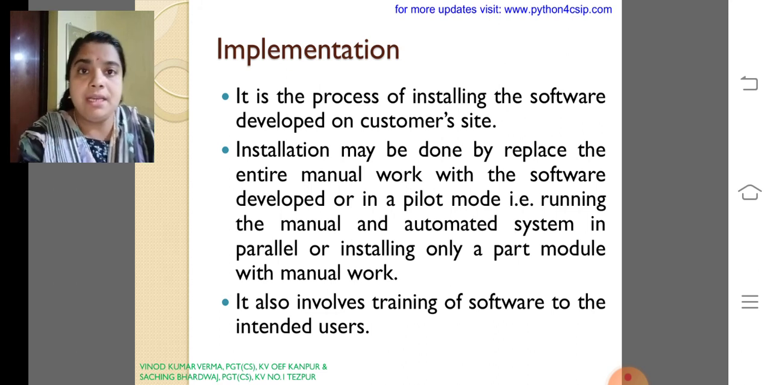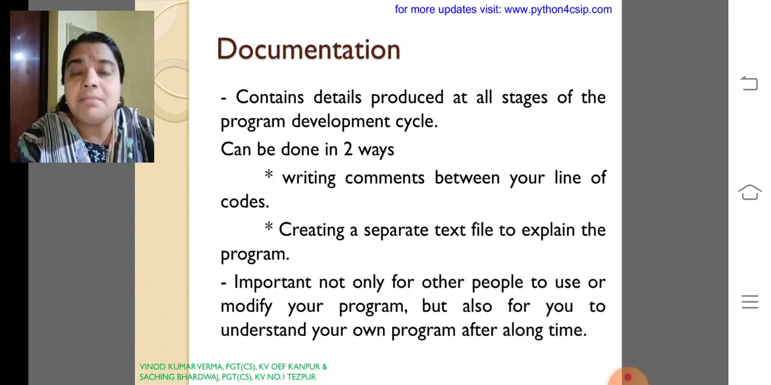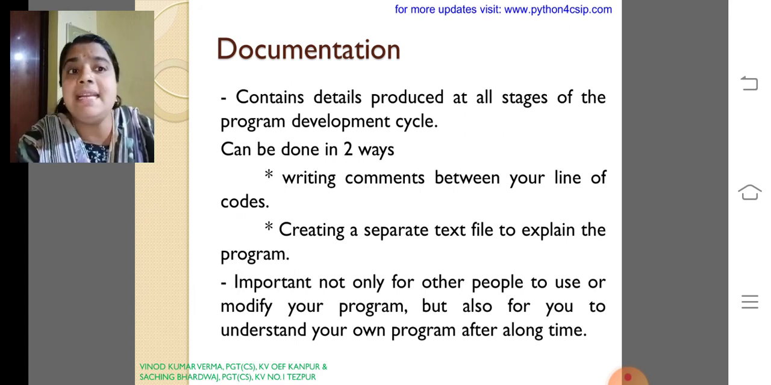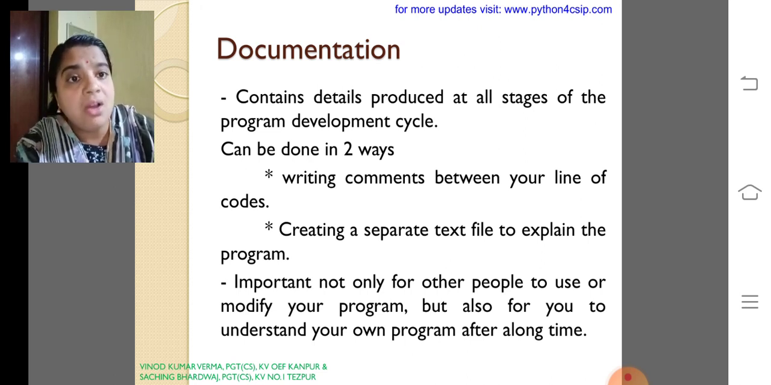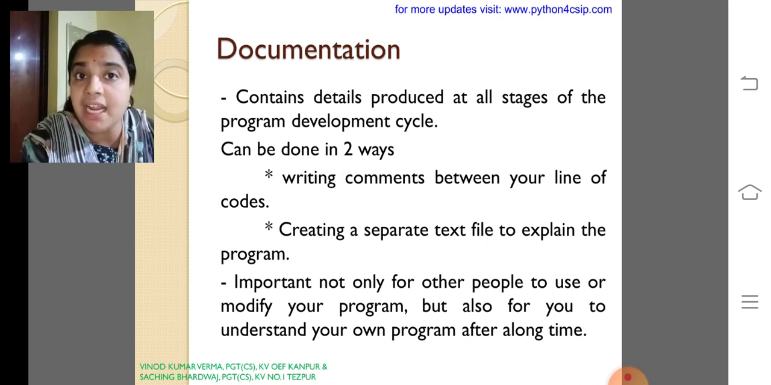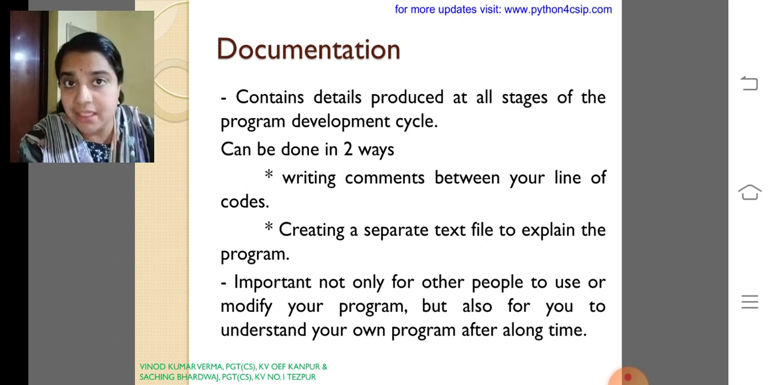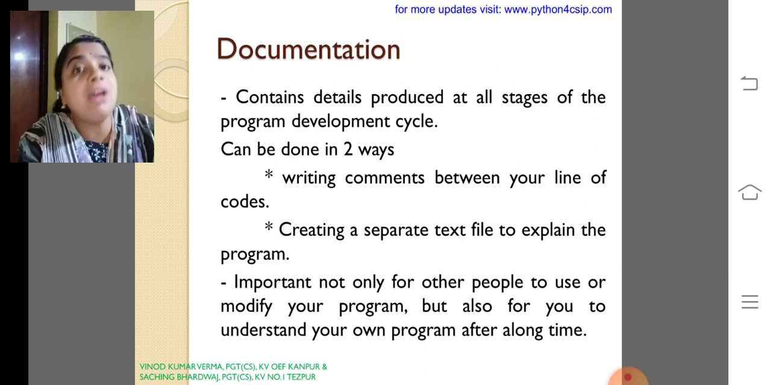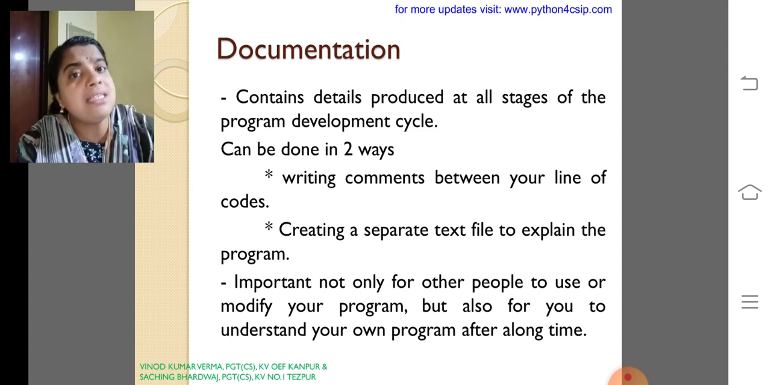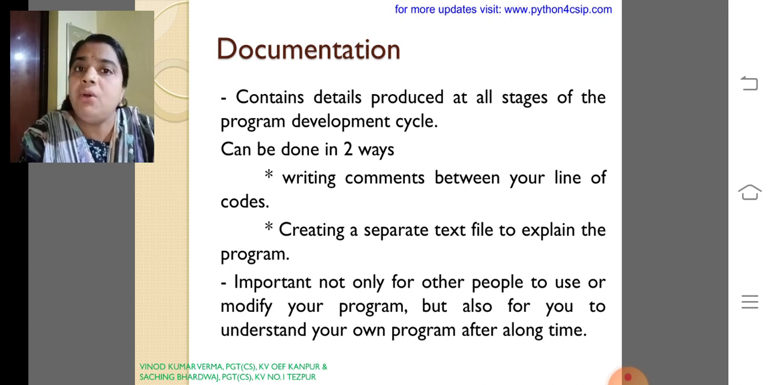The last but not the least is documentation, which contains the details proposed at all the stages of the program development cycle. It can be done in two ways: writing comments in between your lines of code, or creating a separate text file to explain the program. Normally, at installation time, you will get a text file on how to install and how to use. If you are playing a game, you will get instructions like how to play the game and which tools you can use. So, it is like the instruction for the users on how to use the software.